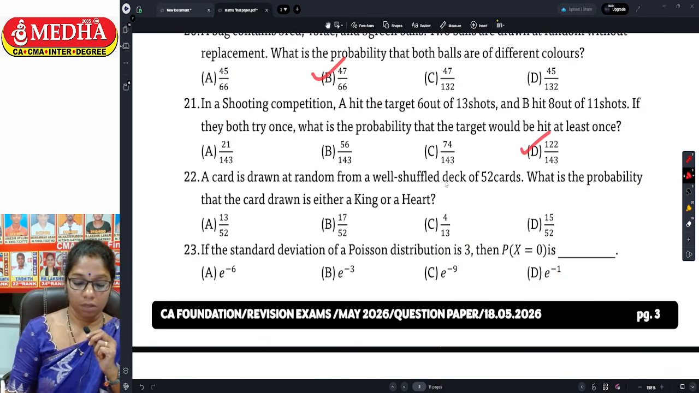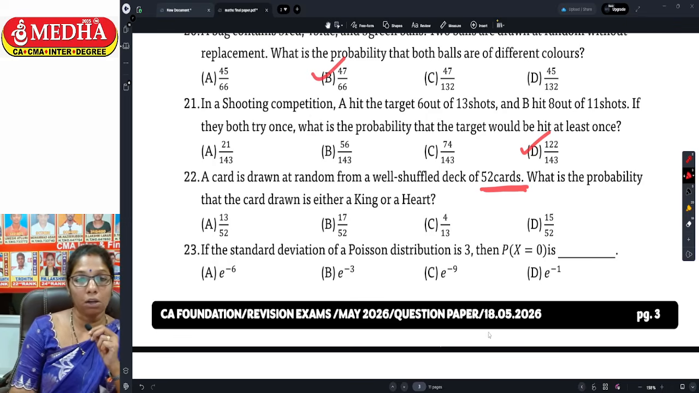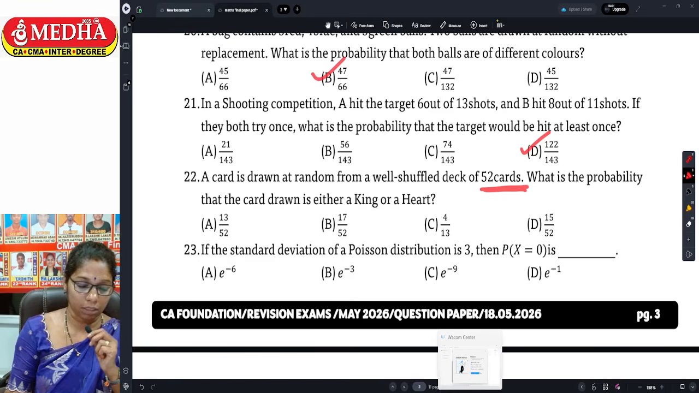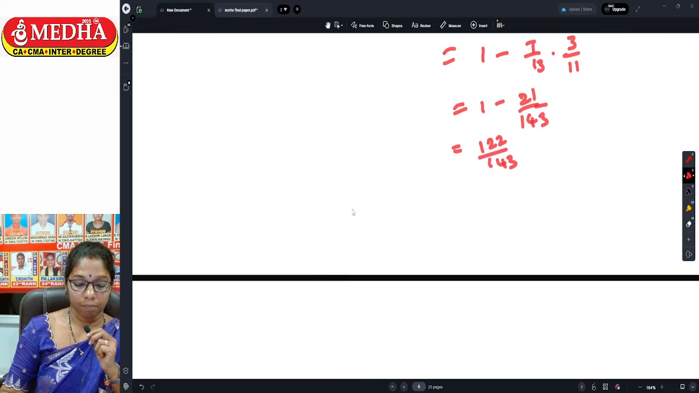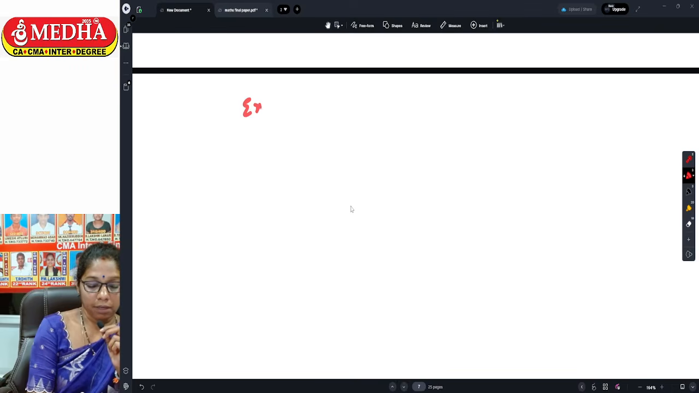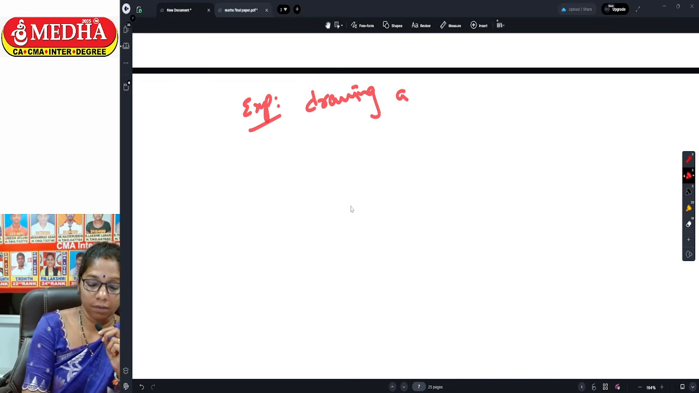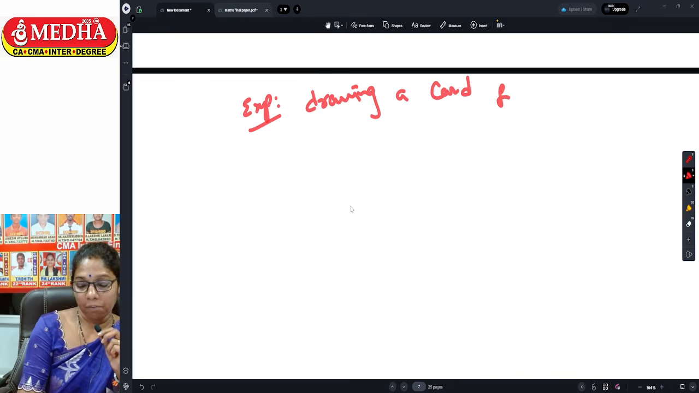This is the next one. A card is drawn at random from a well shuffled pack of 52 cards. What is the probability that the card is either king or a heart? King or a heart card annaru. So here the experiment is drawing one card. Oka card draw cheyali. Drawing a card from 52 cards.